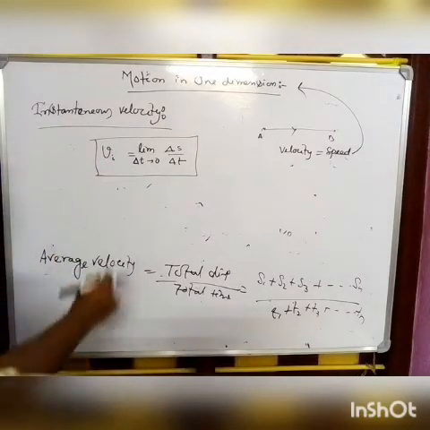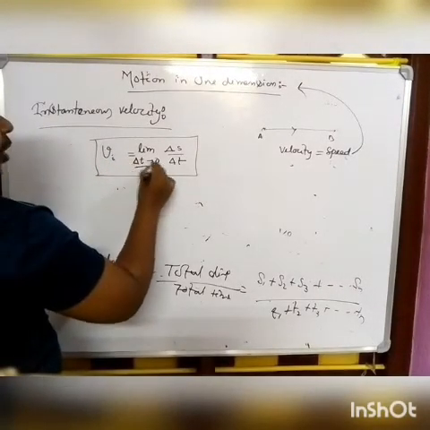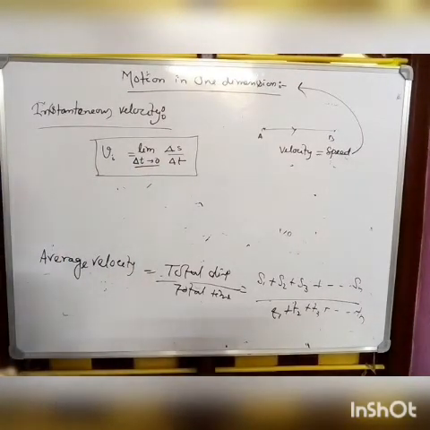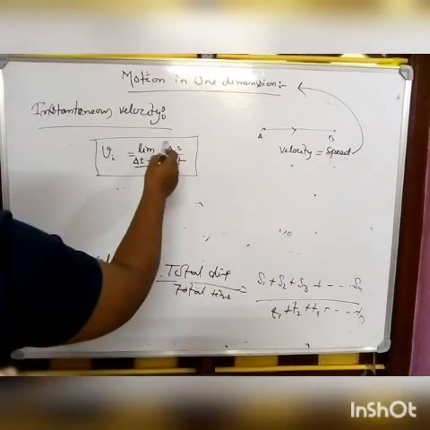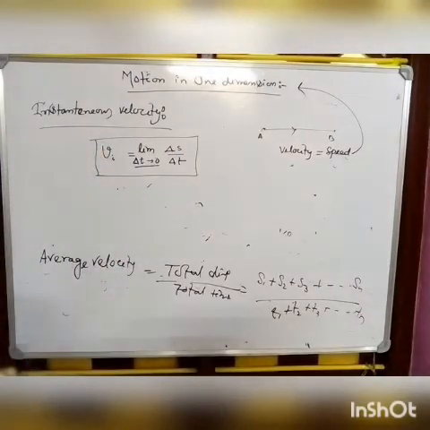How small should that time period be? That is mentioned here. That is del t tends to 0. This arrow sign represents tends to. Tends to means it is very small, nearer to 0. It is not exactly 0. If del t is 0, then it will be infinity, something by 0 equals infinity. It is not valid. Del t tends to 0 means it is very small, close to 0, but not exactly 0. So that is instantaneous velocity, and this is average velocity.